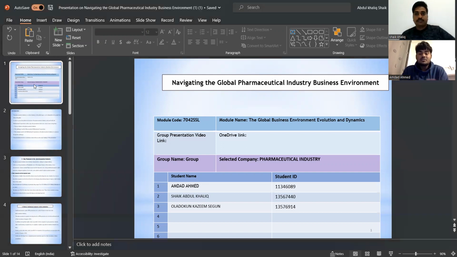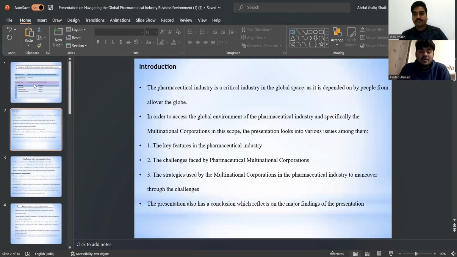So in this group, there were supposed to be 3 persons, but unfortunately one is missing because of his personal problem. So myself is Amdad Ahmed, my ID number is 113468089, and my colleague who will be assisting in this presentation is Mr. Shaikh Abdul Qadir Khalik. His ID number is 1356740.